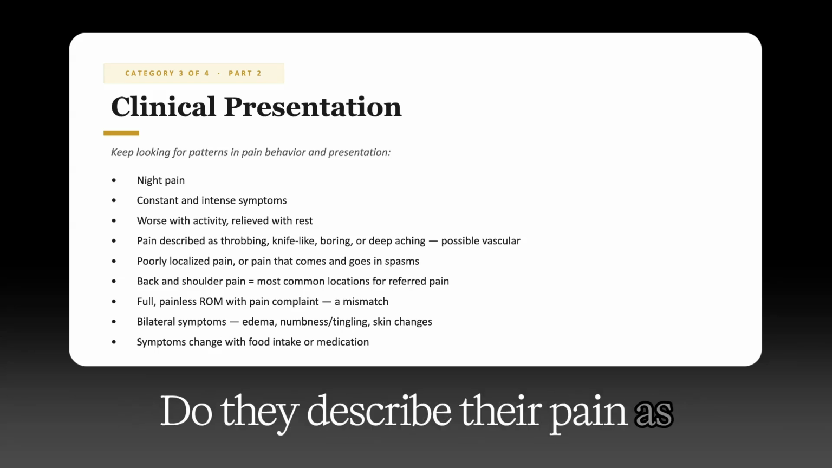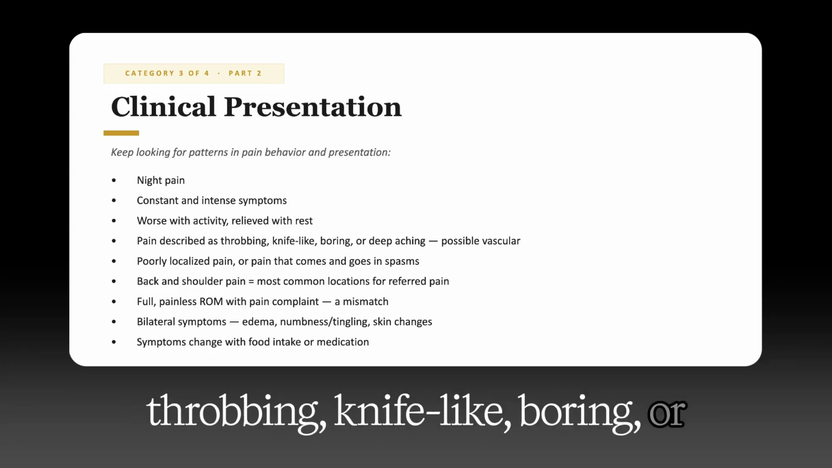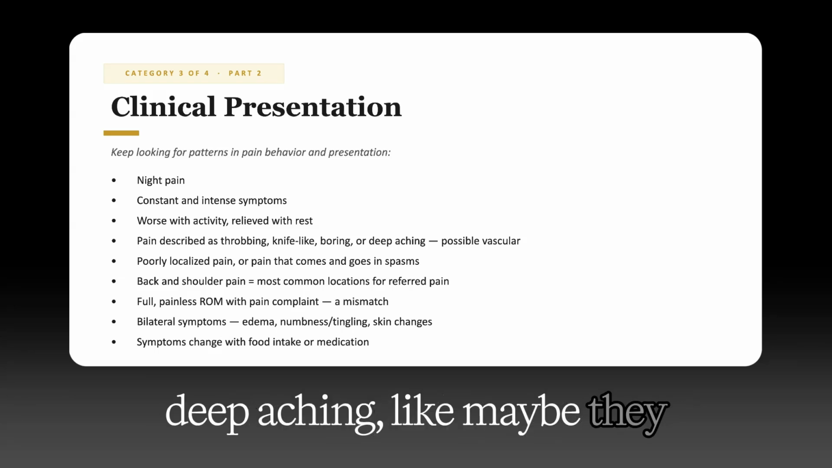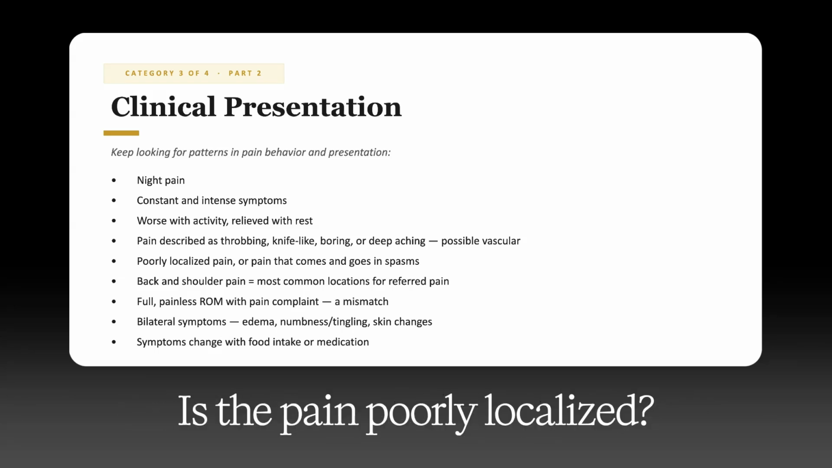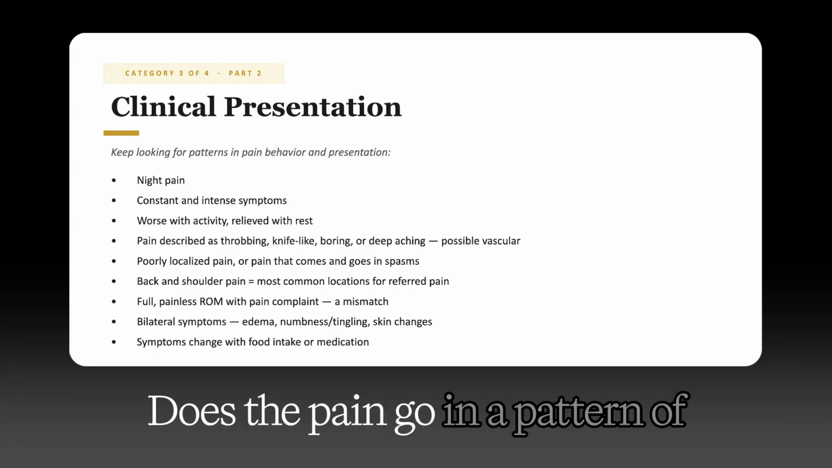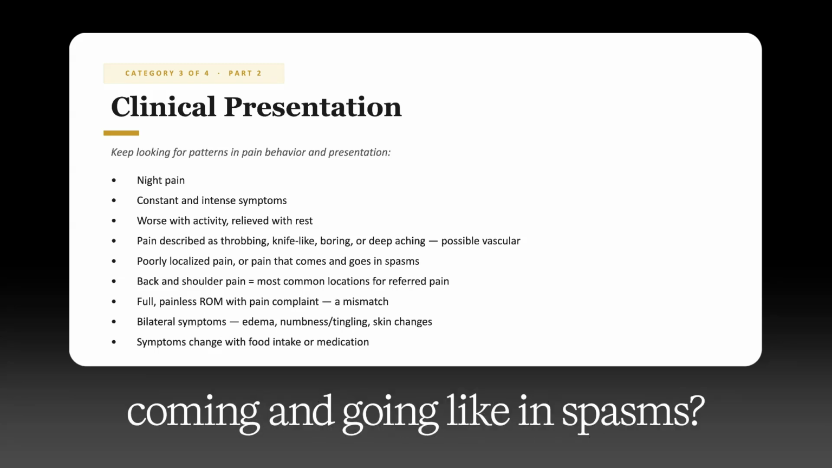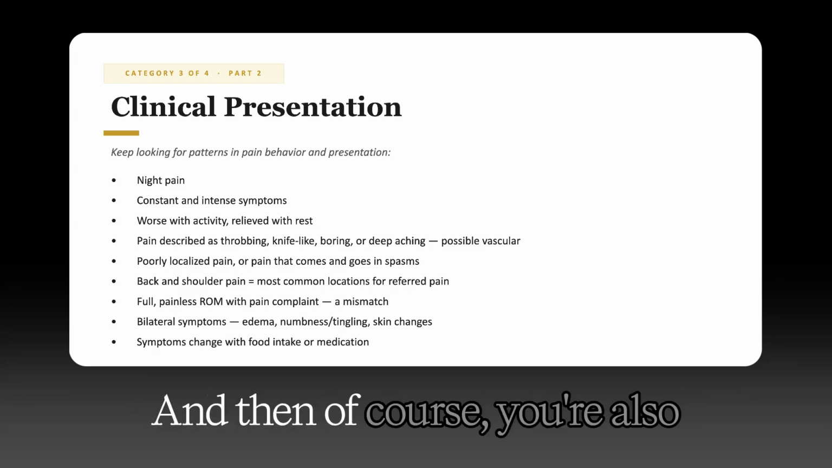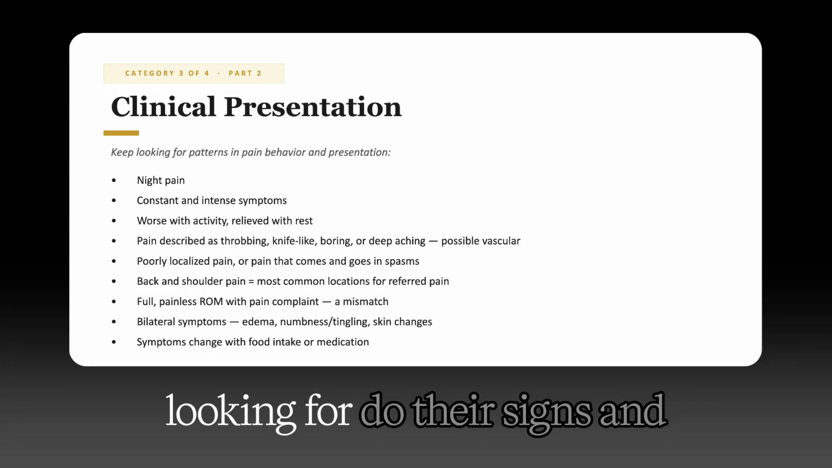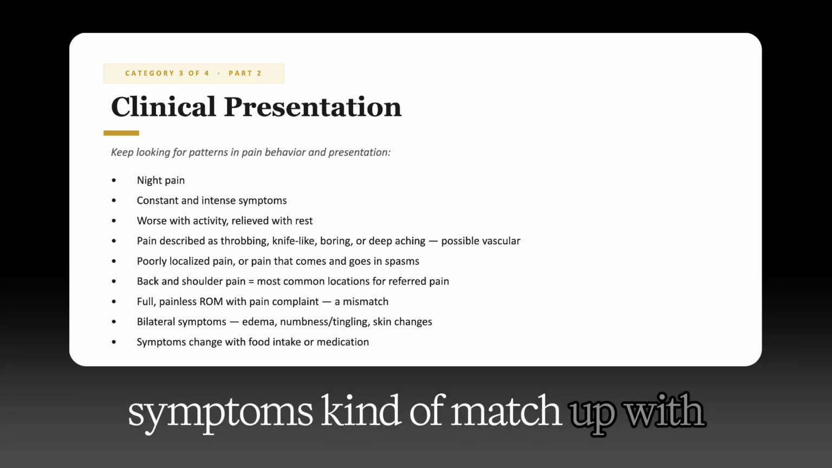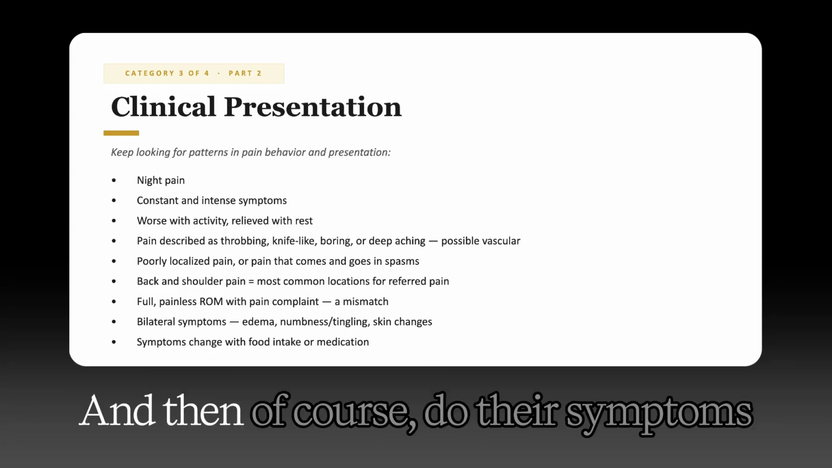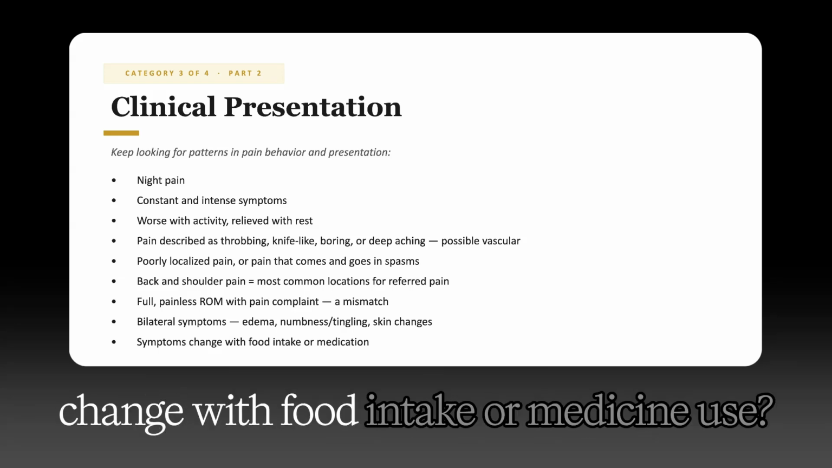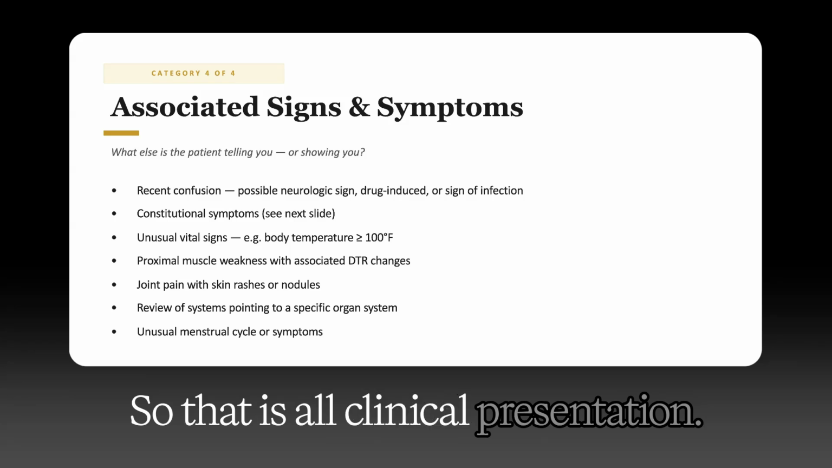Do they describe their pain as throbbing, knife-like, boring or deep aching, like maybe they have some vascular issues as well? Is the pain poorly localized? Does the pain go in a pattern of coming and going, like in spasms? And then, of course, you're also looking for, do their signs and symptoms kind of match up with certain viscera or a body system? And then, of course, do their symptoms change with food intake or medicine use? So that is all clinical presentation.